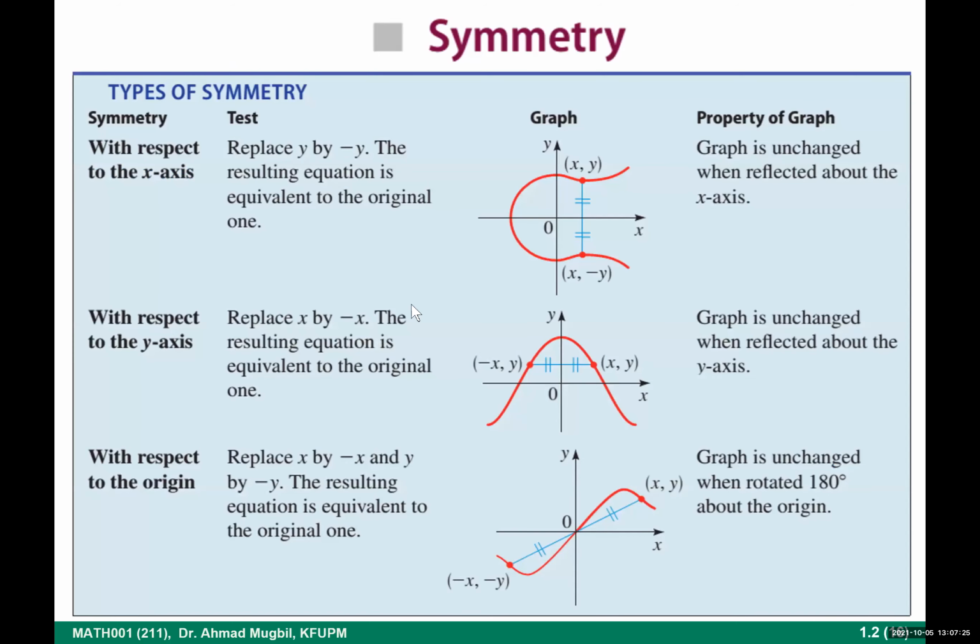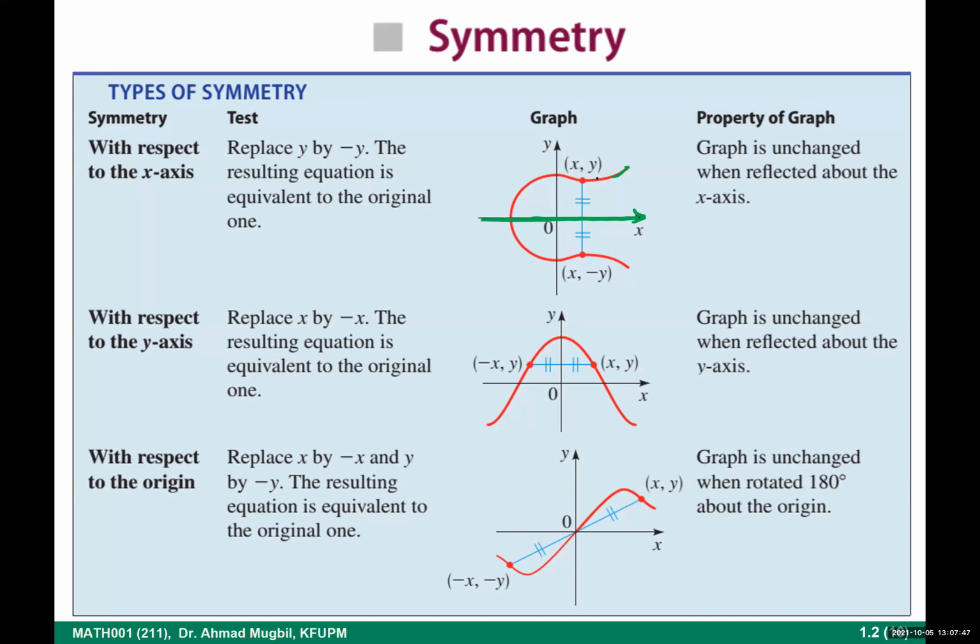The last part of this section is about symmetry. What is symmetry and how to test it? If you need to know what we mean by symmetry, look at this graph here. This is the x-axis. Consider that you have a mirror here at the x-axis.